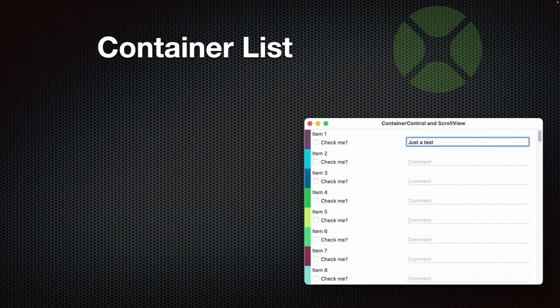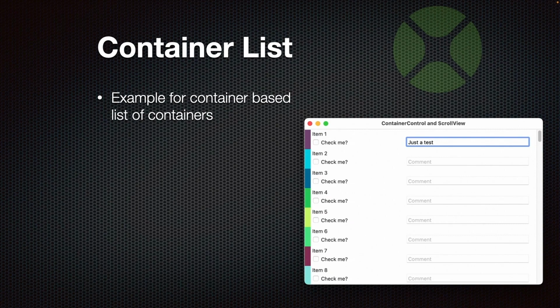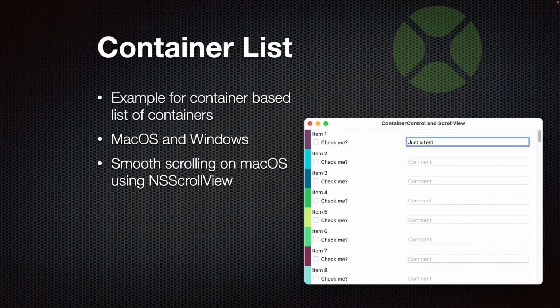Then last year there was a little talk from Jeff about a grid control. So I thought about it. For the time being, we have a need for something, and some clients asked me, could you please actually make this example? So I made an example for a container-based list of containers, for Mac and Windows, and it uses smooth scrolling on macOS by using NSScrollView. So you can try that already on the website and extend from there if you have a need for a list-based grid control.